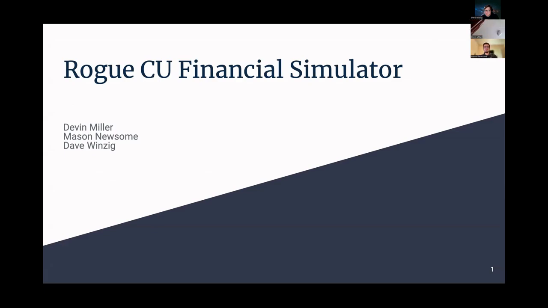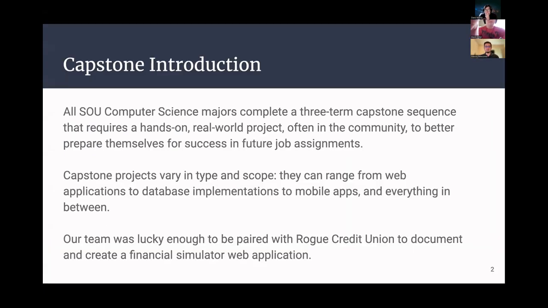Our capstone group was with Rogue Credit Union. Capstone is a 3-term sequence that computer science students have to go through that requires a hands-on real-world project, often in the community, to better prepare themselves for success in future jobs. Capstone projects vary in type and scope.